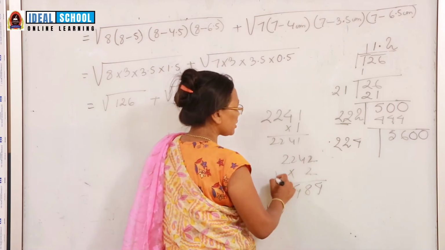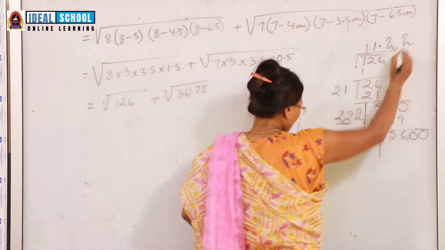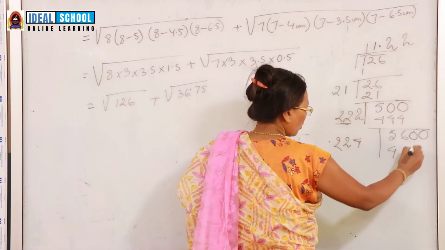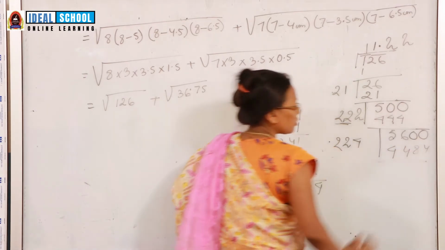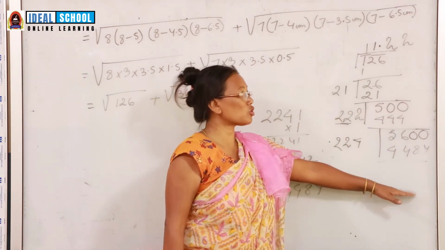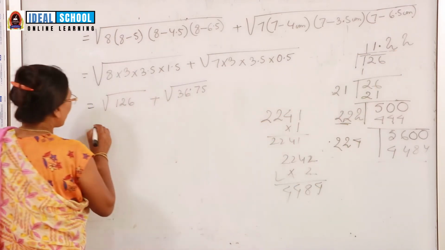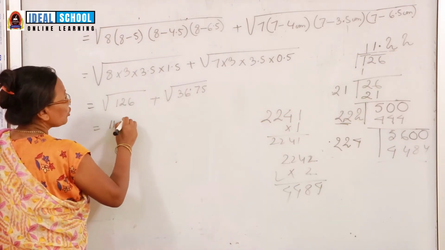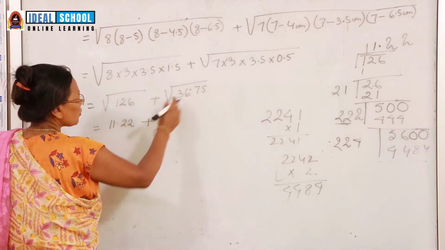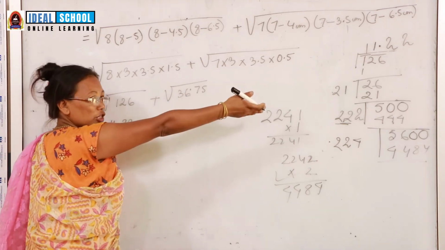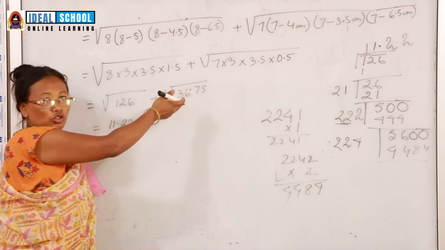That's why let's just take this one, 2. That means 4 4 8 4. Just leave it. If there is still a remainder after getting 2 digits, just leave it. Now let's write this one, 11.22, plus this one again. Now the same process, we are going to calculate for this one also.